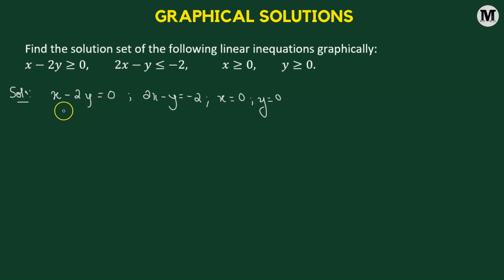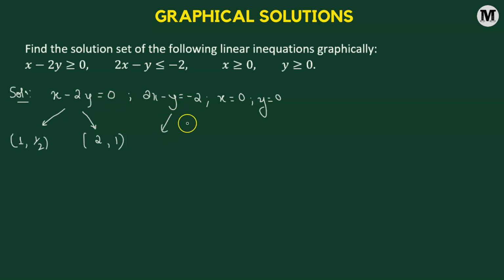The reasoning is this. We're going to consider two solution sets for the first equation, x minus 2y equals 0. If we consider x to be equal to 1, then y is going to be equal to 1/2. And if we consider y to be equal to 1, then x is going to be equal to 2. These two points are going to satisfy the linear equation x minus 2y equals 0. When we plot them on a graph paper and join them with a straight line, that's going to give us the graph of x minus 2y equals 0.